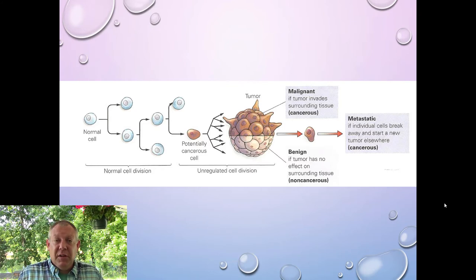And if the tumor doesn't invade other tissue, it's benign and it's non-cancerous. But if it's invading nearby tissue and affecting nearby tissue, it's malignant, which can become metastatic or can metastasize when it starts to shed those cancerous cells. And again, when one cancerous cell lands anywhere, it's going to reproduce uncontrollably. All the daughter cells are going to reproduce uncontrollably. And so now you've got another tumor somewhere else in the body.